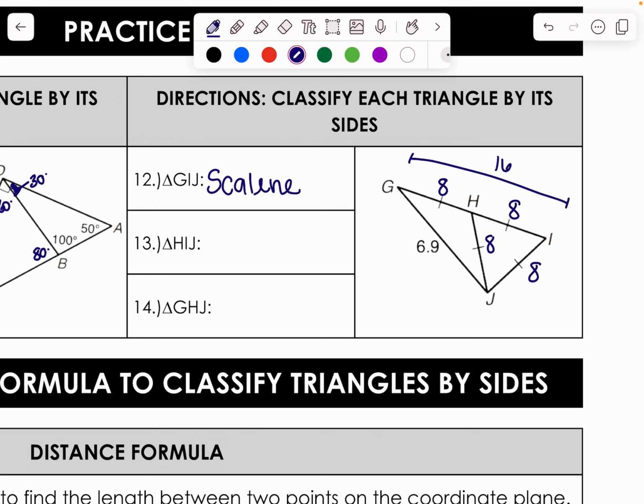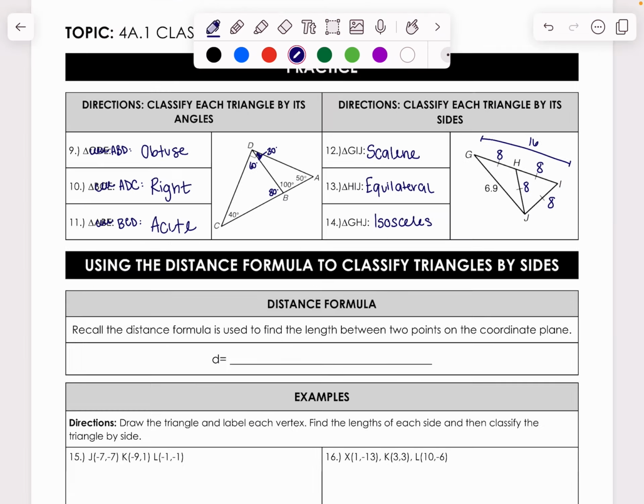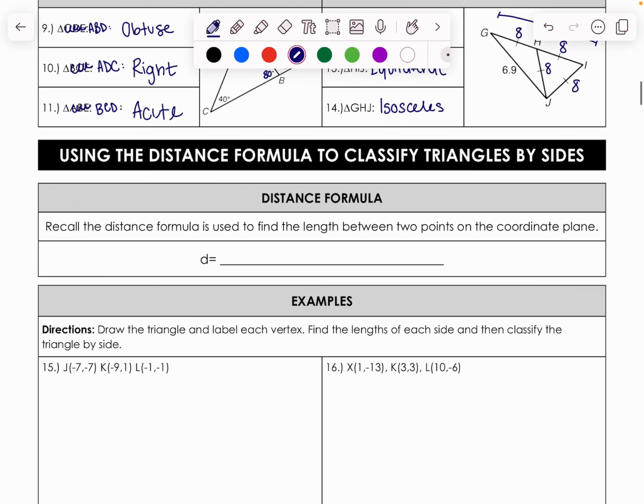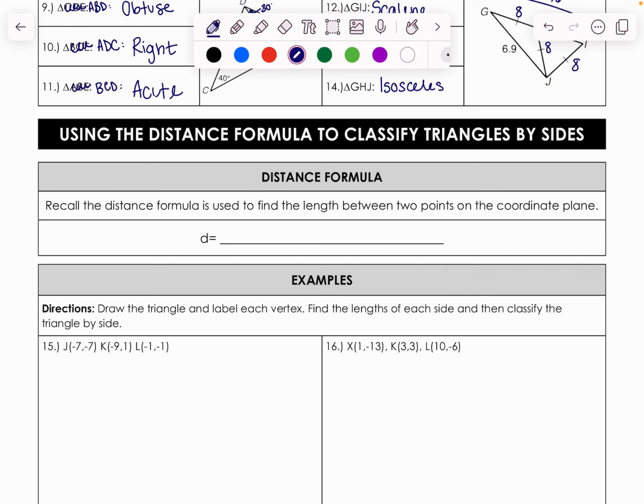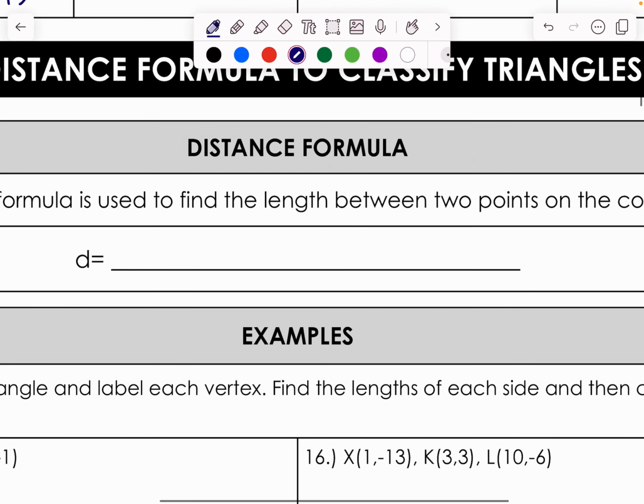All right, then we have HIJ, where all of those are the same, so it's going to be equilateral. And then we have GHJ, where just two of them are the same, so that's going to be isosceles. Okay, so then our last topic for this one is going to be using our distance formula to classify triangles by sides. Okay, so if we recall, our distance formula is used to find the lengths between 2 points.